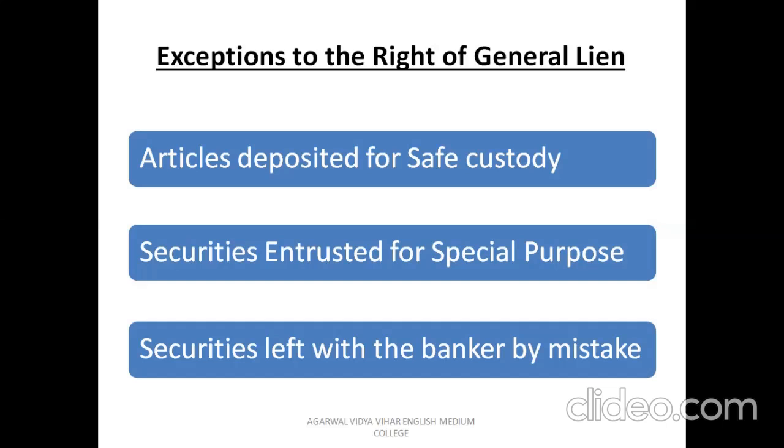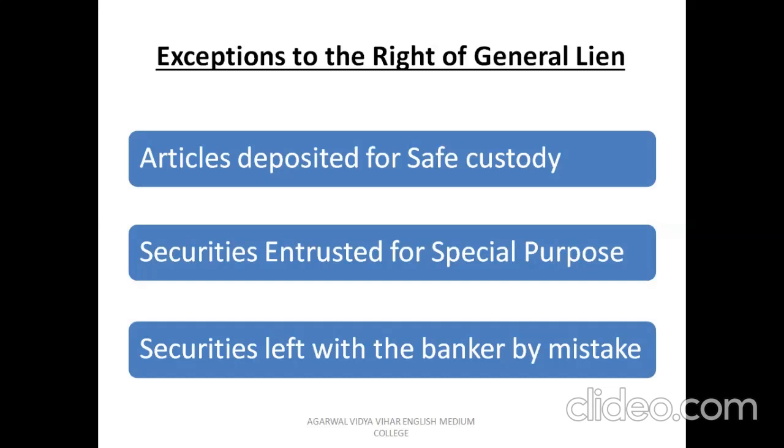For example, suppose a customer brings documents to his banker to take a loan, and the banker declines to grant the loan for some reason, but the customer leaves some of the important documents with the bank and forgets to pick them up. At that time, the banker cannot exercise the right of general lien on those particular documents to recover the debt which is due.